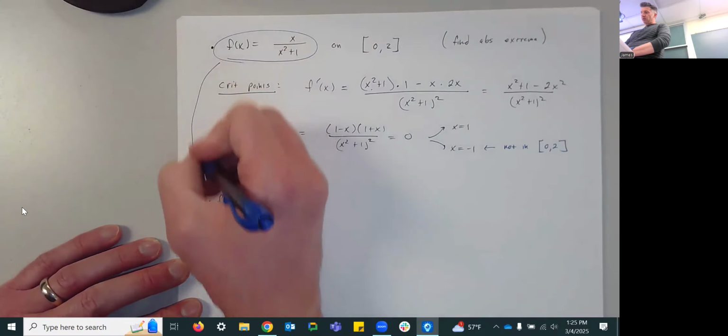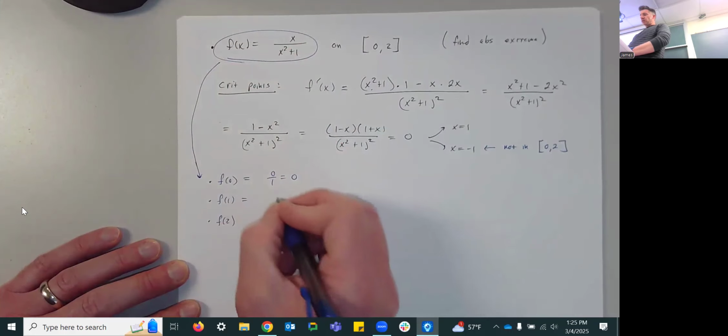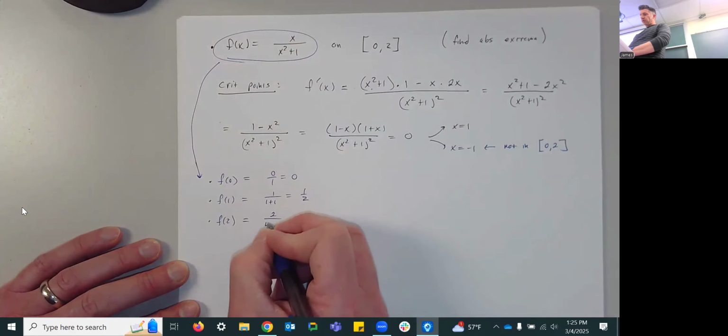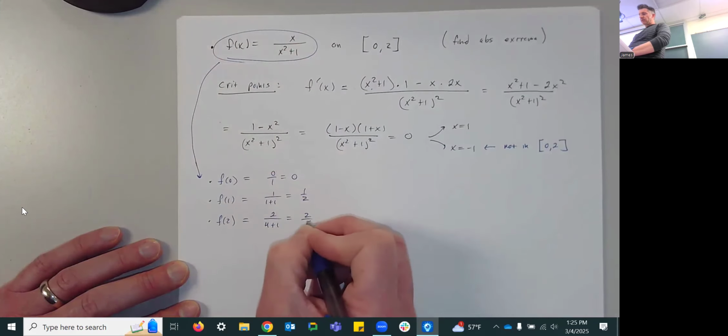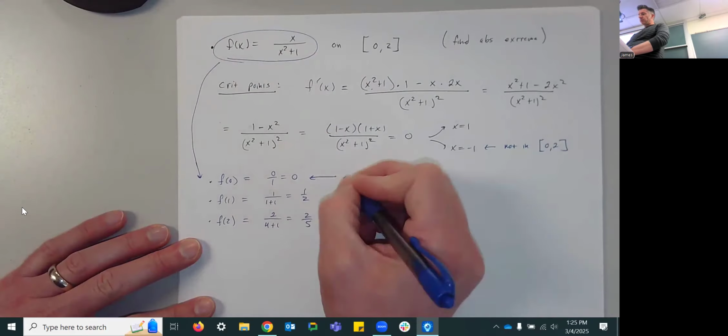So f(0) is going to be 0 over 1, which is 0. f(1) is going to be 1 over 1 plus 1, which is 1/2. f(2) is going to be 2 over 4 plus 1, which is 2/5. All right, so clearly 0 is the smallest. So there's our absolute minimum.